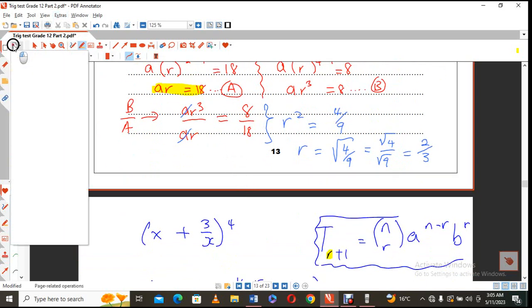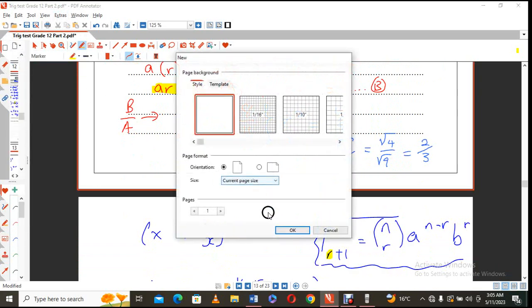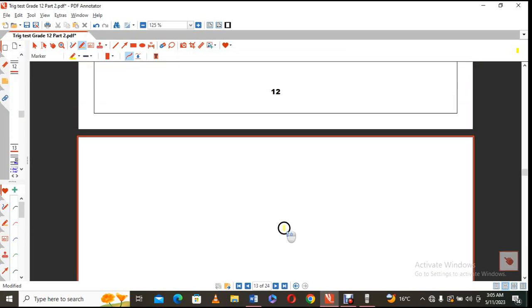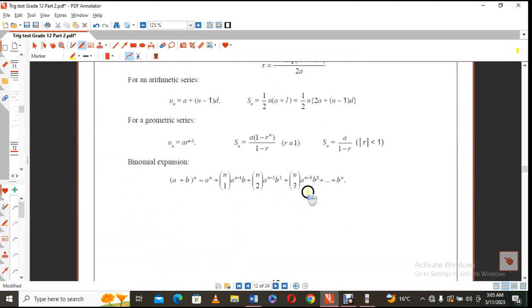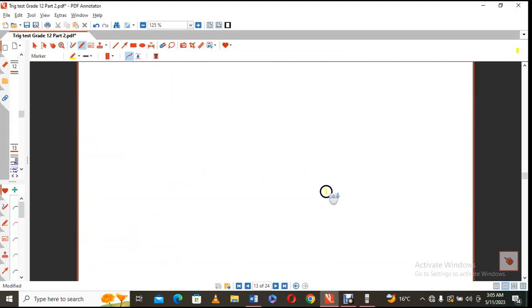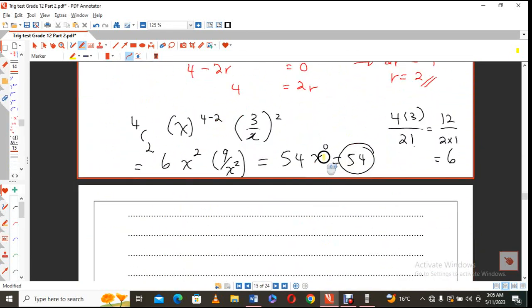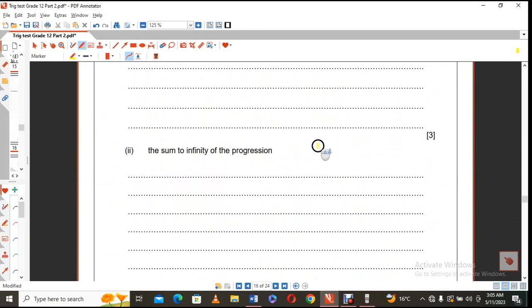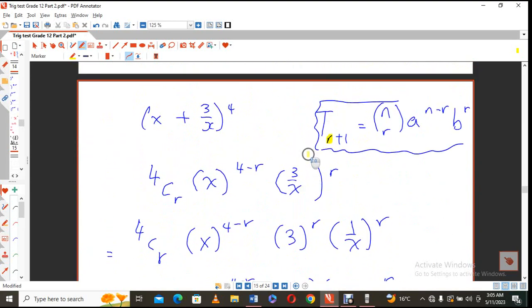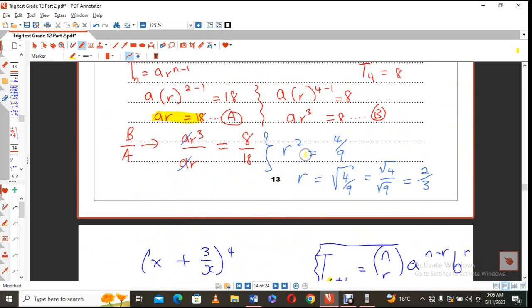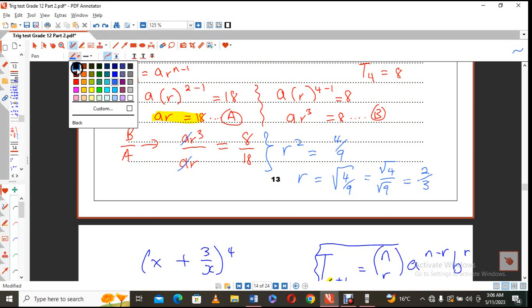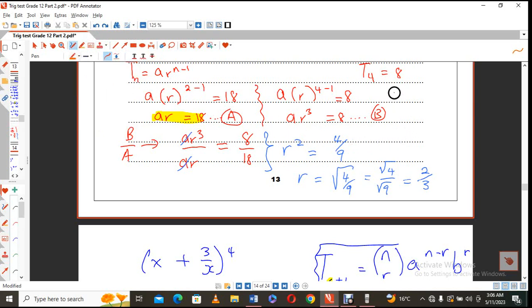I'm just going to insert a page here and see if that page would be at the place that I need it to be. Of course, it's not exactly where I wanted it. So I'm just going to go to the question and see. Anyway, I can squeeze my working in here.